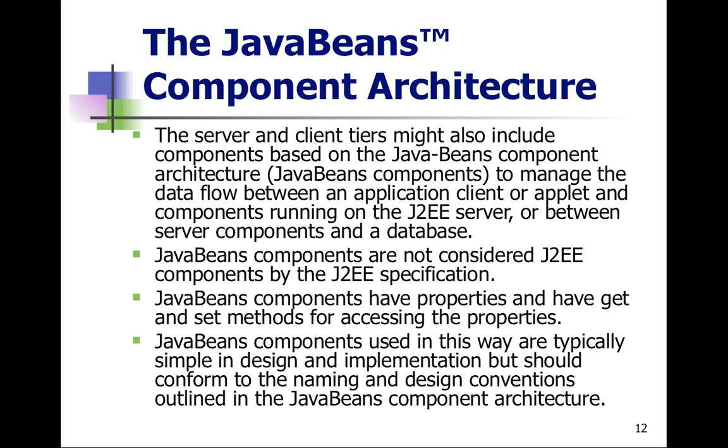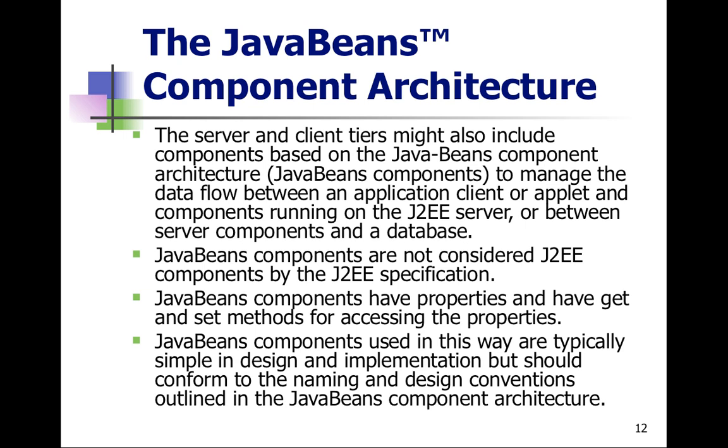So the component architecture. The server and the client tiers might also include component-based Java Bean component architectures, called Java Bean components. This is what I was talking about in terms of the container. It manages the data flow between the application, the clients, the applets, the components themselves, running between the servers and the databases and all the different resources. So the components are not considered EE components, but are EE specifications. It's a concept versus an implementation. There's really nothing to write or to implement. You're just creating the abstraction.